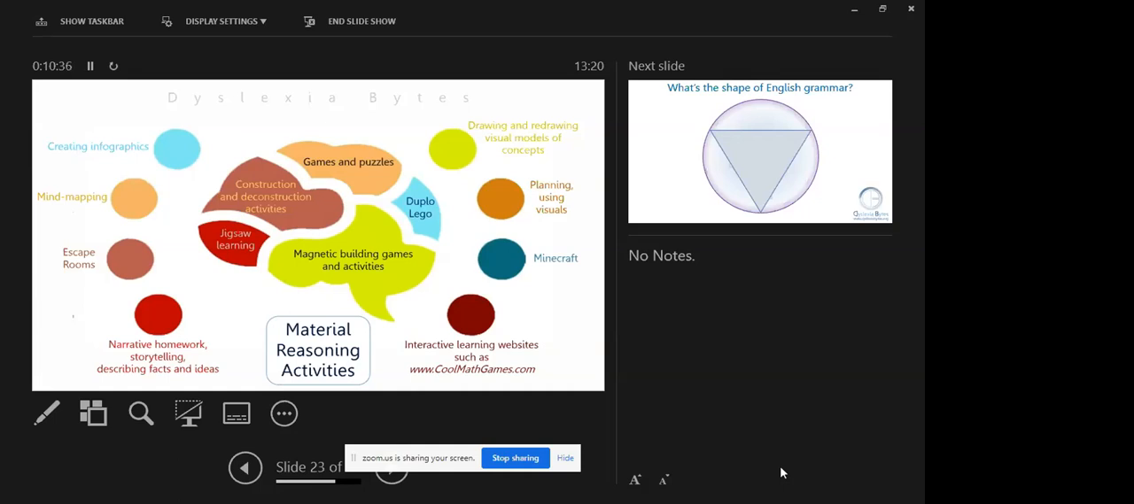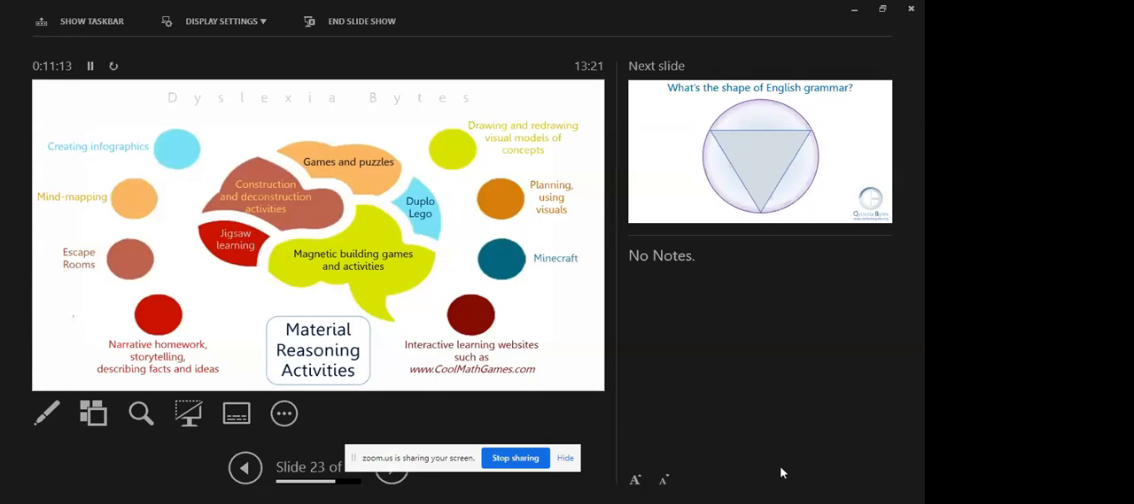Now, going back, I said creating infographics and drawing and redrawing visual models of concepts. What can that mean? Well, here's a very good example. A few years ago, I was teaching English to a Swiss man, and he was in his late 40s, and he'd been trying to learn English for nearly 40 years, and he couldn't. He was dyslexic, and he couldn't learn it. He didn't understand English. He didn't understand how it worked. And in our first week together, because we're only together for 2 weeks, and on day 2 or something, he said to me, Martin, I don't get it.